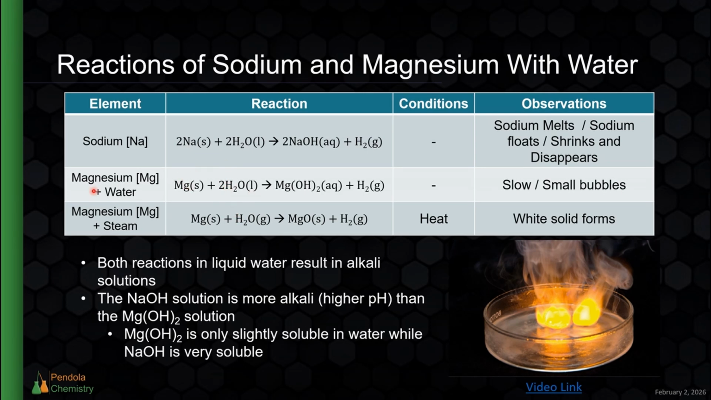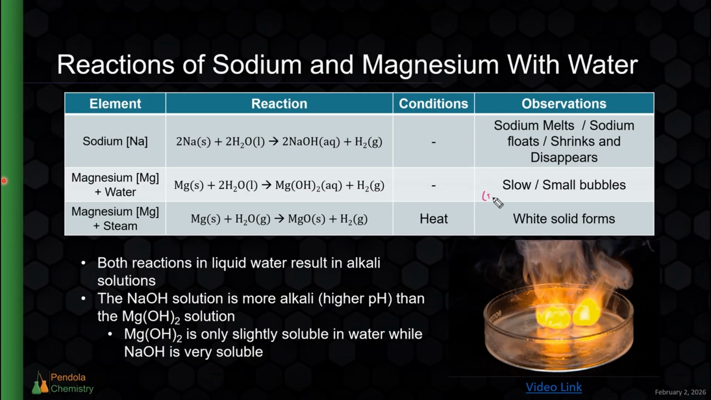The reaction of magnesium with water, with liquid cold water, is the same as with sodium, as we would expect. Instead of sodium, we have magnesium, but it still creates that metal hydroxide, in this case magnesium hydroxide, Mg(OH)2, and hydrogen gas. Now, the reaction of magnesium with water is extremely slow. It is a very slow reaction.